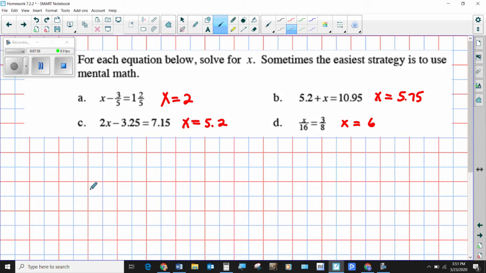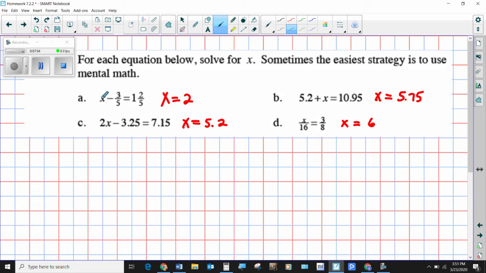These problems, I'd rather not go through them unless you need me to, because I have no idea which ones you understand and which ones you don't. I'm going to run out of time here. So if you have any questions about any of these, go ahead and send me an email, and I'll be happy to work them out and send you the response back.